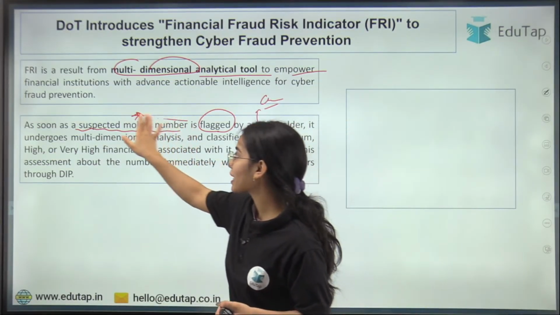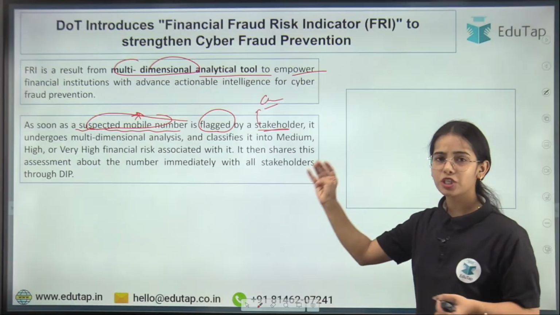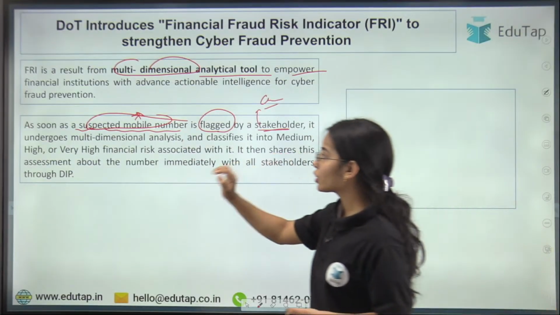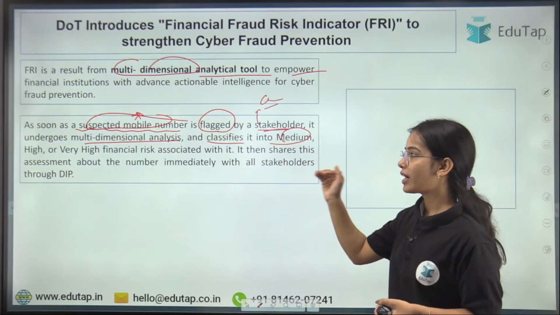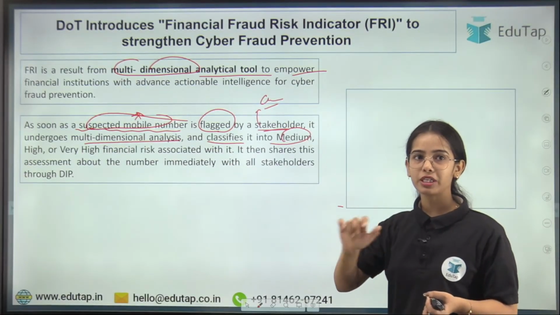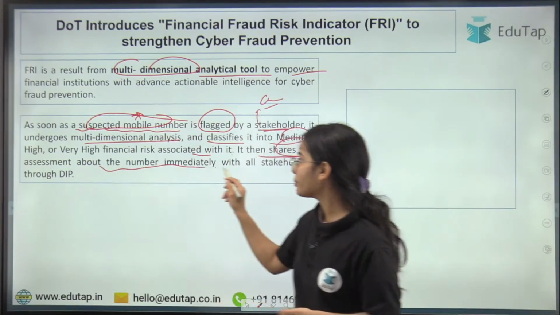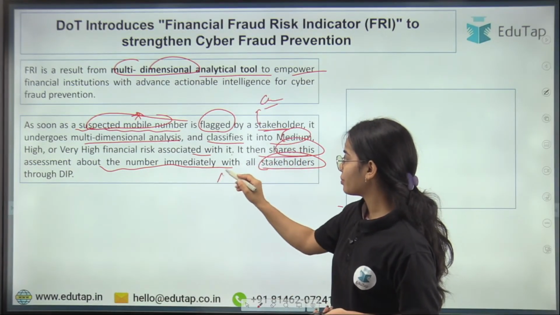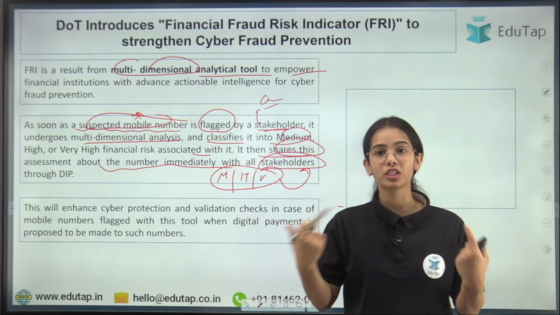Okay, so as soon as the suspected mobile number is flagged by the stakeholder, it can be the Chakshu platform, a bank, an NBFC, or any portal also, it undergoes multi-dimensional analysis and is classified into medium, high or very high financial risk. It then shares this assessment about the number immediately with all the stakeholders through the DIP. So basically, if it is medium risk, high risk or very high risk, this information is shared with all the stakeholders, with all the banks, all the NBFCs and such.